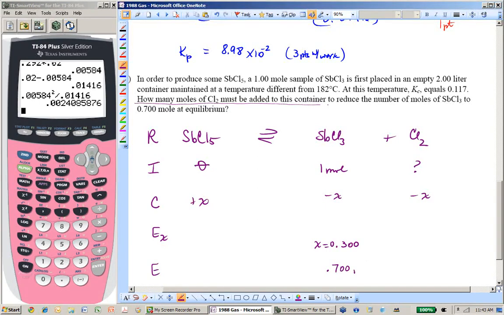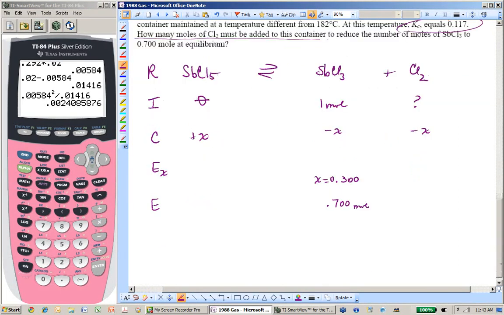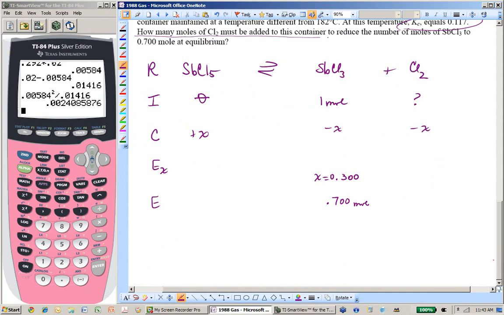Let me double read this and make sure I've got this right. Okay, in order to produce some SbCl5, a 1 mole sample, got it, of SbCl3, got it in the right place, got it on the initial line, first placed in an empty 2-liter container, I'll worry about concentrations in a minute, at a temperature different from 182. At this temperature, Kc equals 0.117. I'm going to need that. How many moles of Cl2 must be added to this container to reduce the number of moles of SbCl3 to 0.7? So I lost 0.3, indeed. That's the hardest way to say you lost 0.3 I've ever seen.